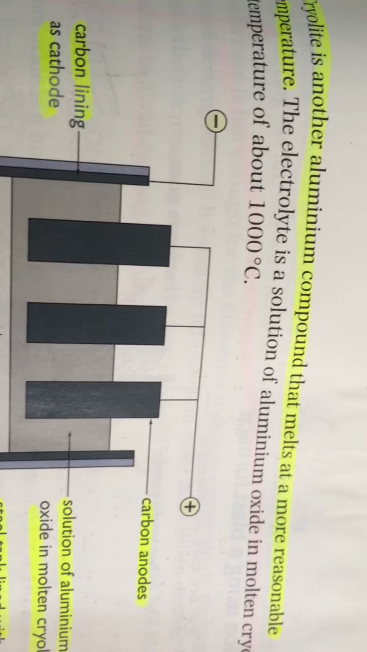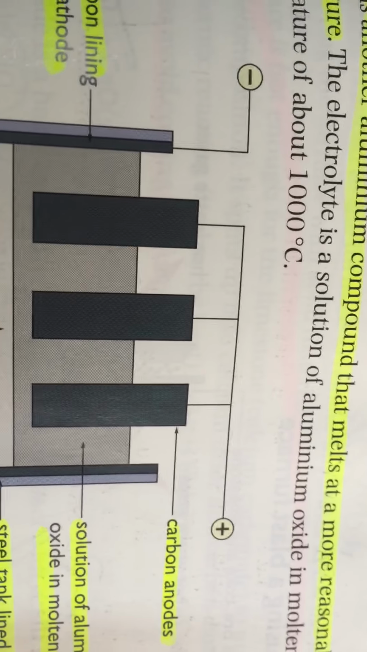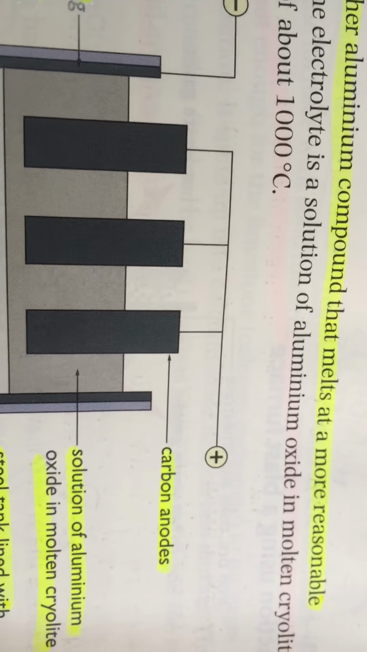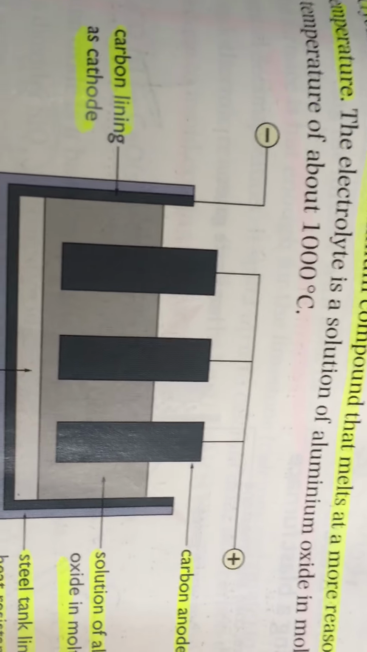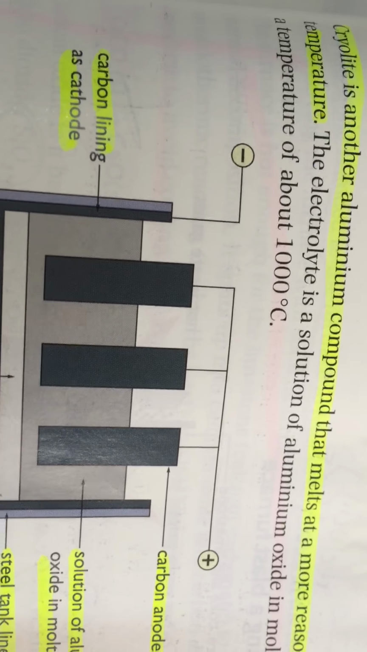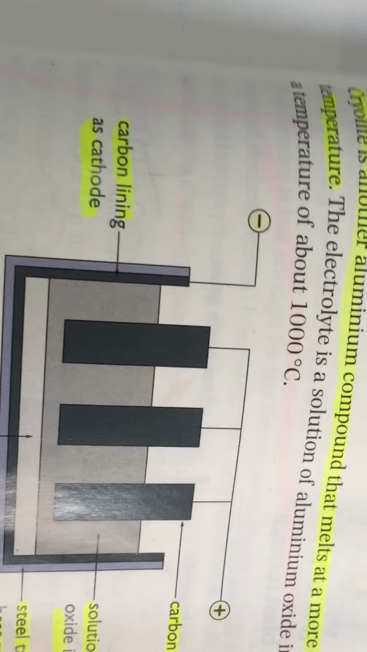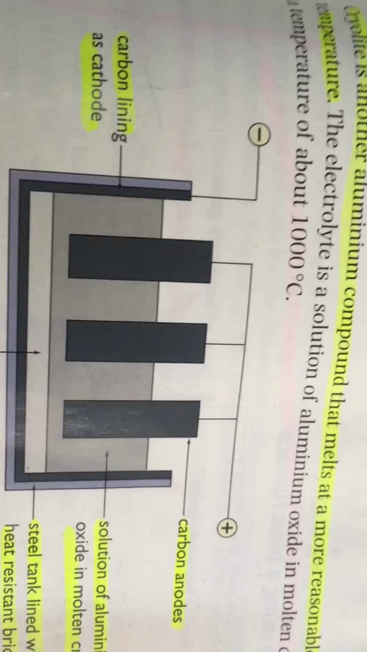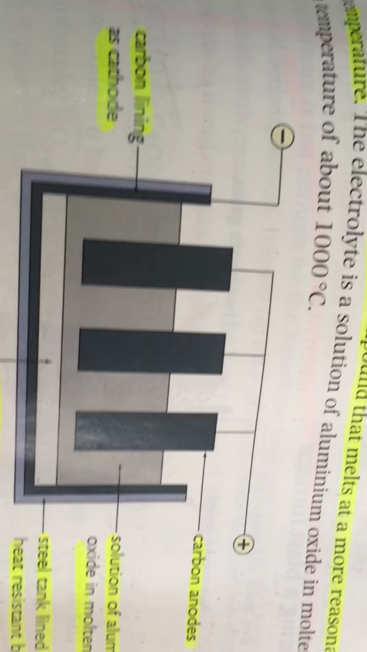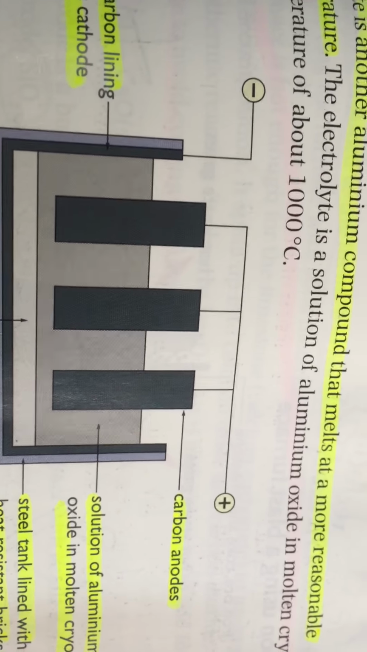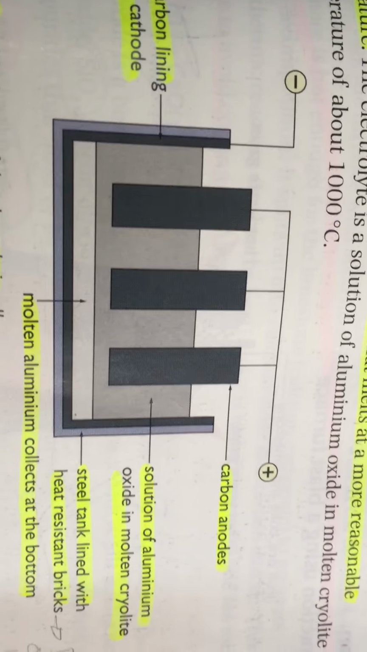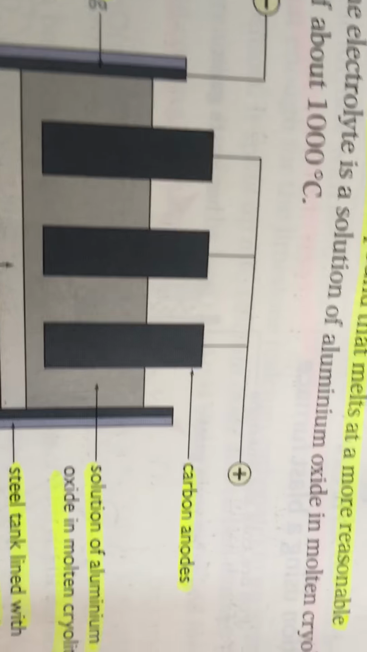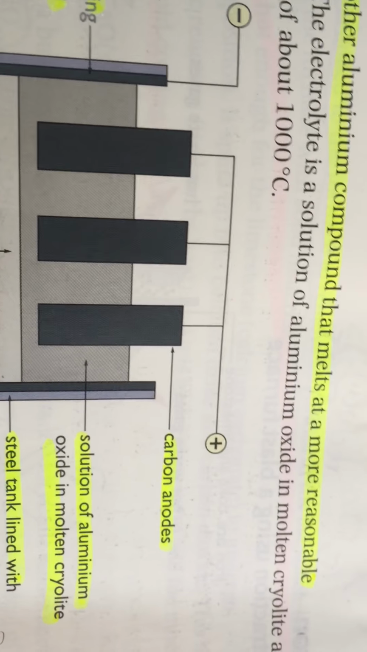So you must replace the carbon anodes from time to time. It is another cost, but it is not as much as electrolysis, as electricity, because electricity is the main high cost in extracting aluminium. Okay, but here also we have a problem in anodes.